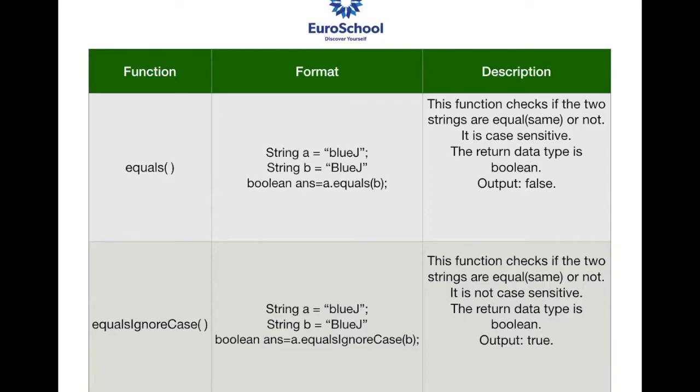But the same function, if I extend it with the word ignore case, then it does not take care of the case, and it does the same thing. It checks whether the two strings are equal or not, and it gives the return data type again as Boolean. So here it is ignoring the case of both B letters and it will give you the output as true or false. Okay?